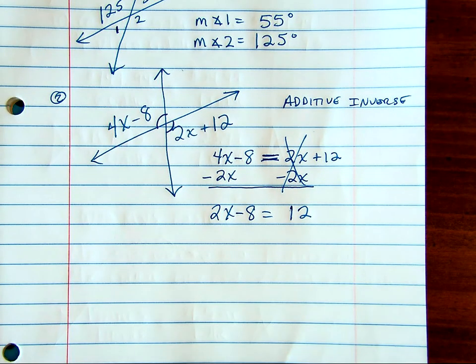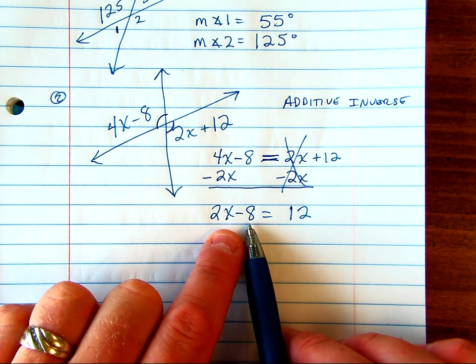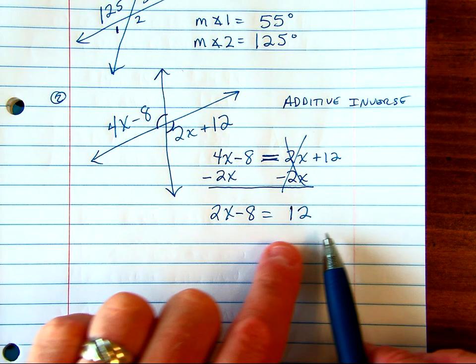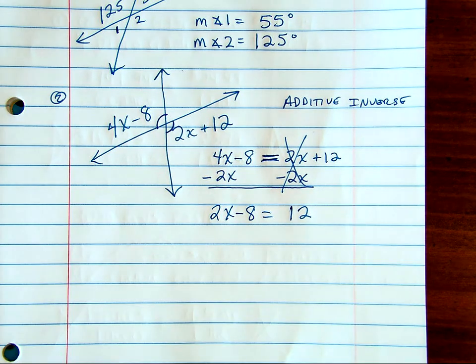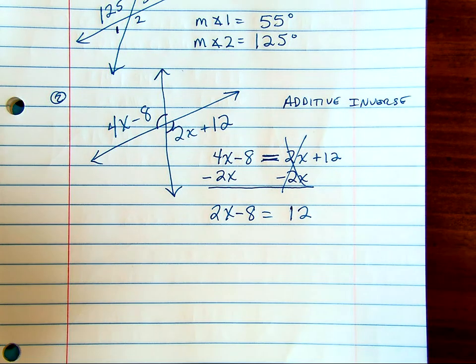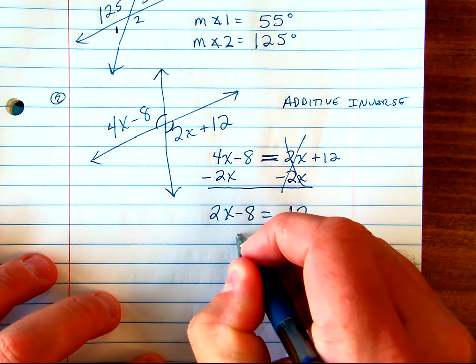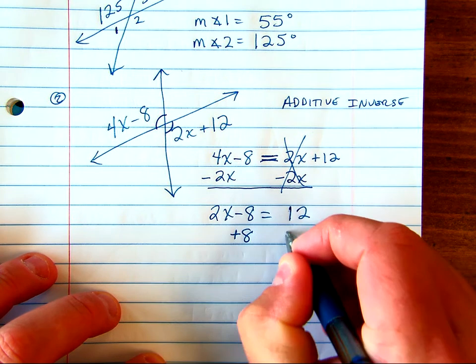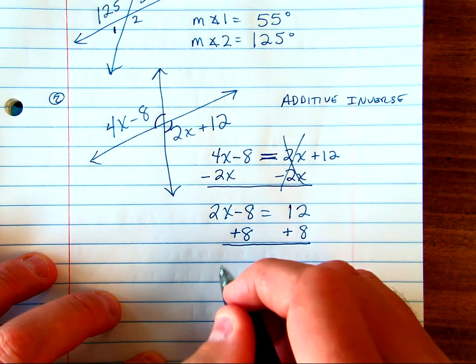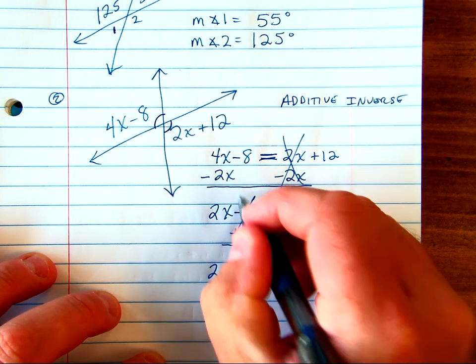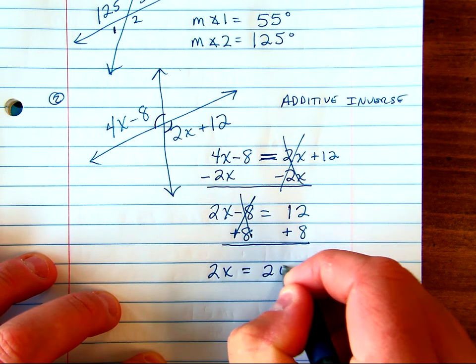Now I need to get this negative 8 and combine it with the 12. How are we going to combine the negative 8 with the 12, Katie? Add what? How are we going to add each other? Very good. We're going to add 8 to both sides. And we get 2x, those cancel, equals 20.